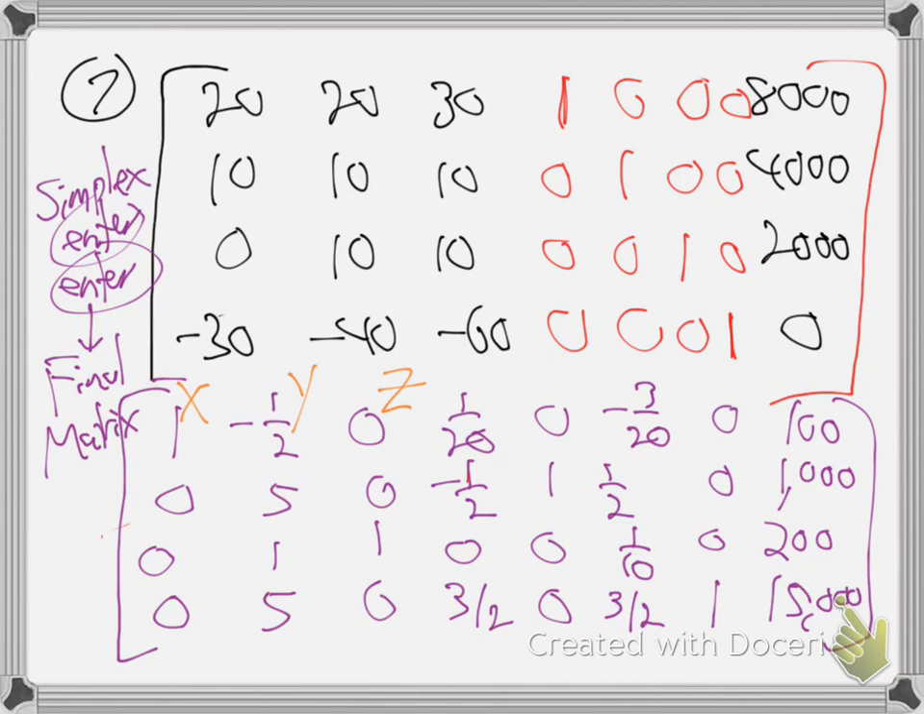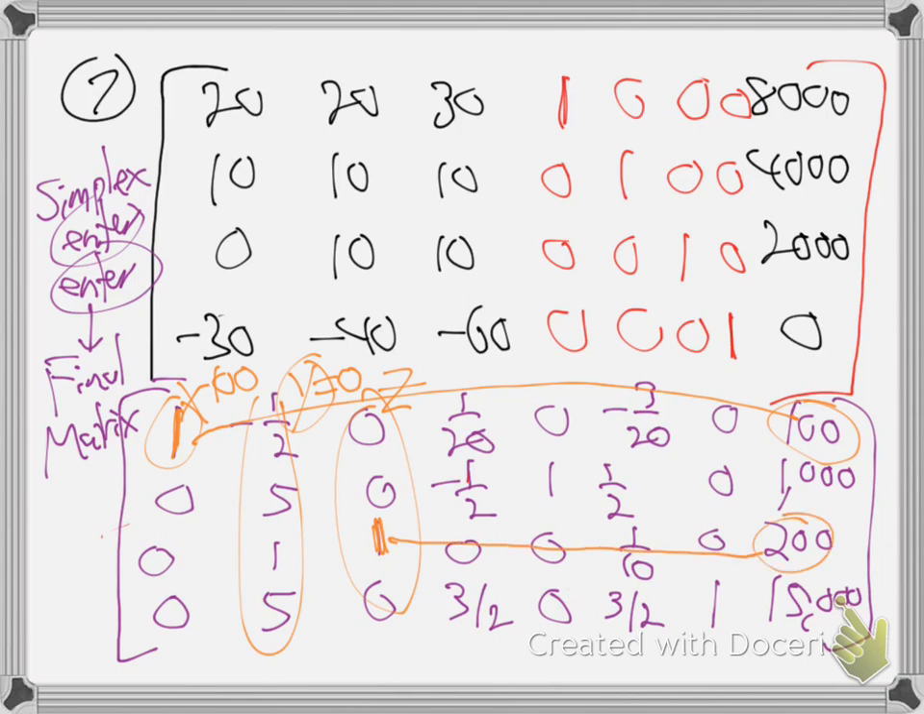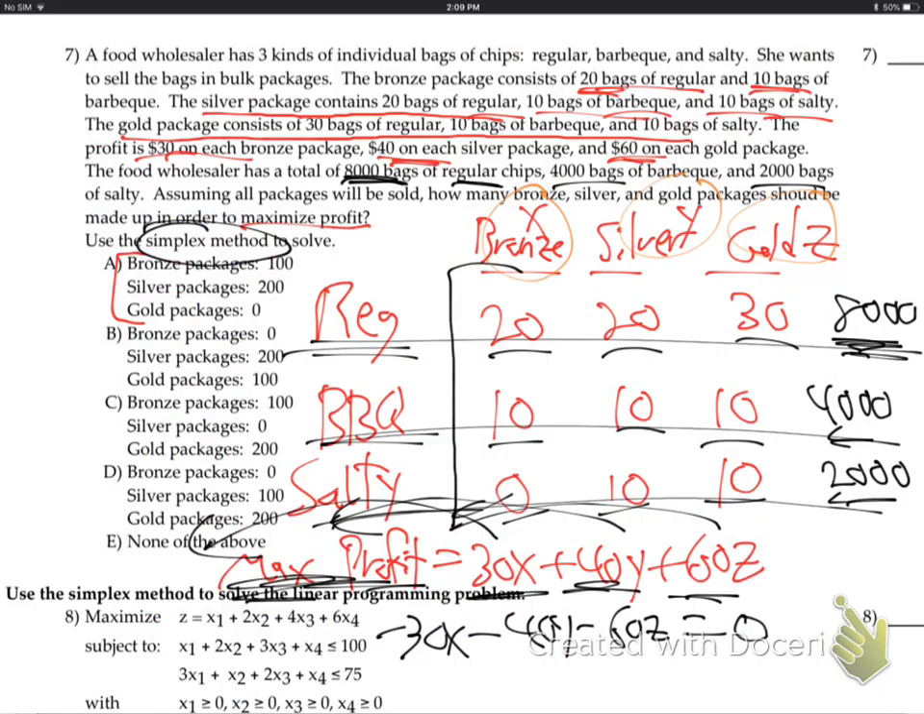So now remember how it works? When there's a 1 with all zeros, you find where that one is, shoot across to the end, 100. So X is 100, bronze is 100. Y, what's Y? Look at Y's column. What does that mean? Zero. Remember, if it's anything other than all zeros and a 1, it's just 0. How about Z? He's got a 1 here, shoot across, find out where that 1 is, 200. Z's 200. So they should do 100 of the first kind, 200 of the third kind. That's the best game plan. 100, 0, 200. Is that there? C. 100, 0, 200. There we go. Simplex method.